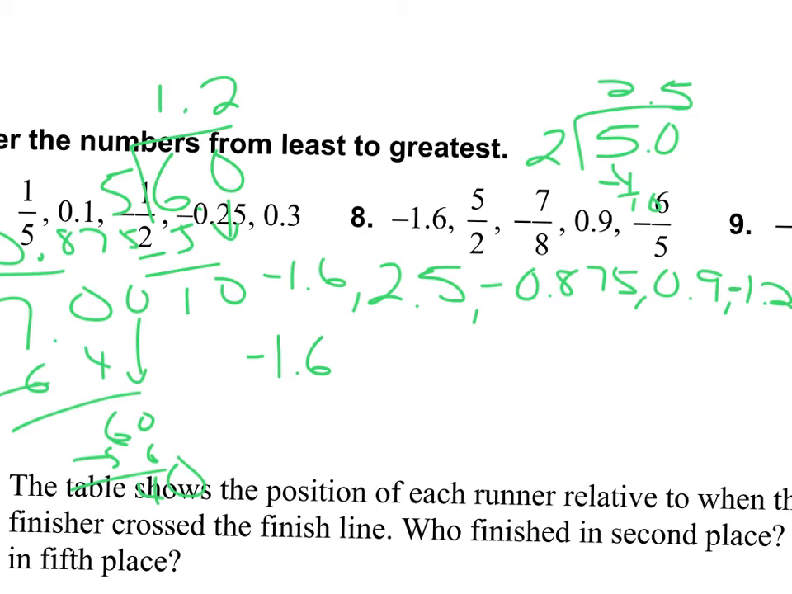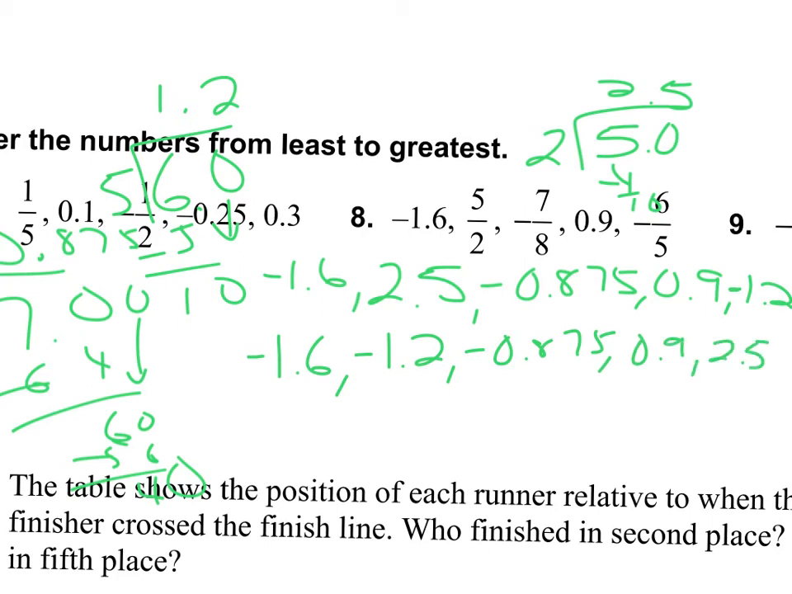If you need to, you can look at a number line to visualize it. But negative 1.2 is between 1 and 2, while negative 0.875 is between 0 and 1. So it should be in this order. Then we move on, and we get the last two, so 0.9 has to be less than 2.5.